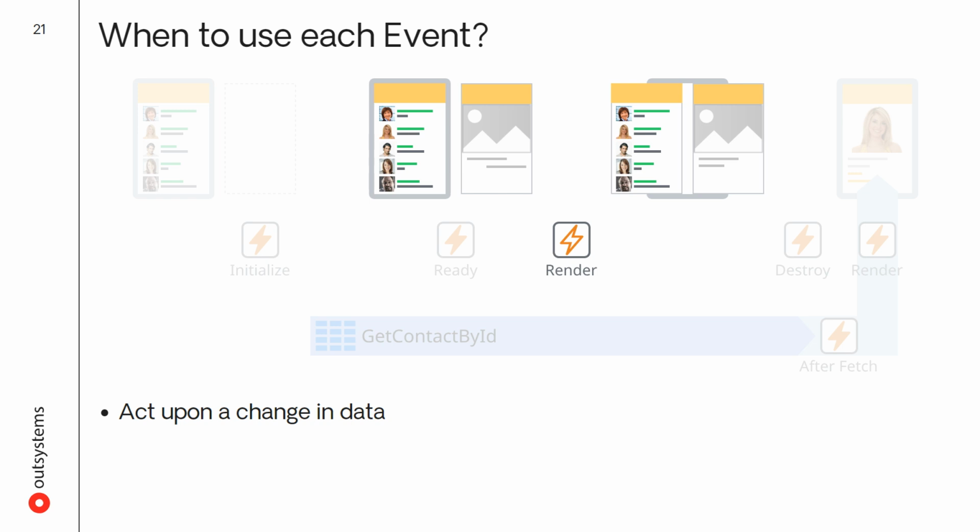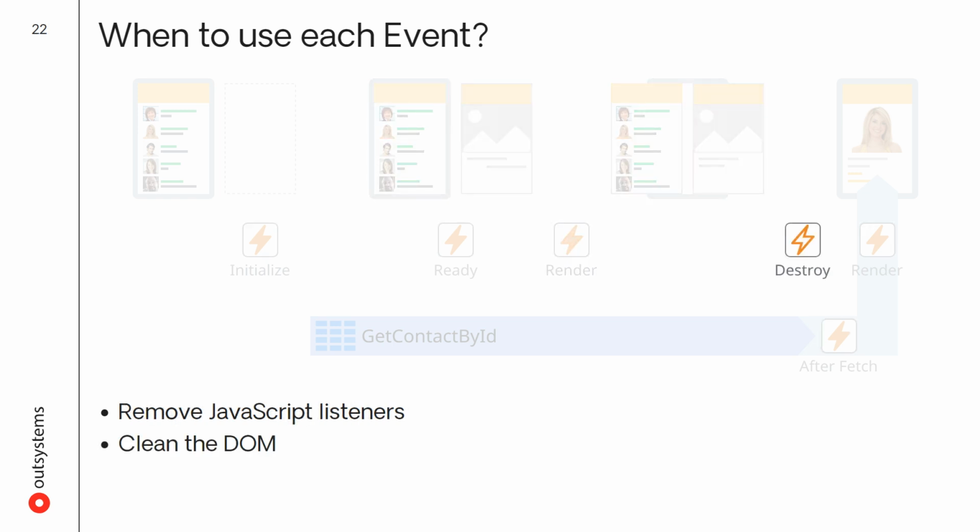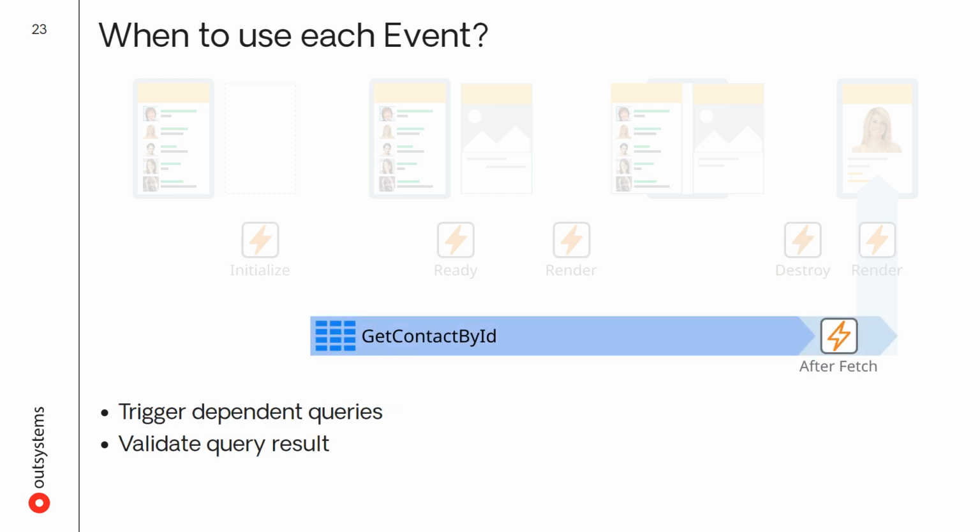The destroy event is one of those that is only needed for very specific use cases, such as removing JavaScript listeners or to clean the DOM that was previously changed in the ready event. Finally, the afterfetch event is quite useful in scenarios where aggregates depend on each other, such as country and states. The onAfterFetch event handler of the first aggregate can be used to refresh the query of the second aggregate. Also, if we need to do some logic over the result, such as checking if it is empty, the afterfetch event is a good place for that.